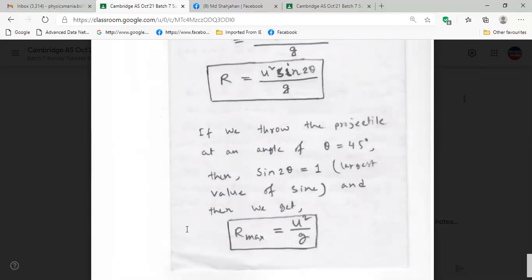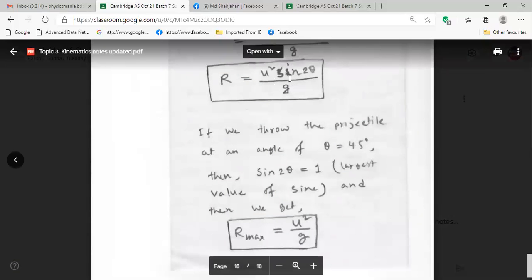Sine theta's maximum value is 1, right? So when sine 2 theta will be 1, that time our range will be maximum. From this equation we understand at which angle we have to throw the object to get the maximum range.